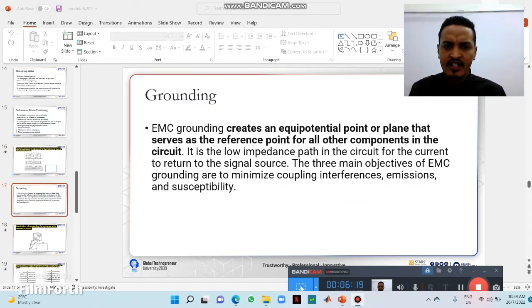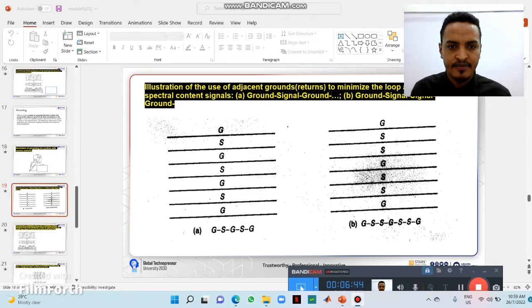In EMC, when we see a ground, it creates a computational point or plane that serves as the reference point of all other components in the circuit. It is the low impedance path in the circuit for the current return to the source. The three main objectives of EMC grounding are to minimize coupling, interference, emission, and susceptibility.